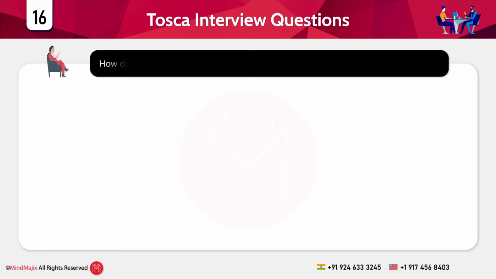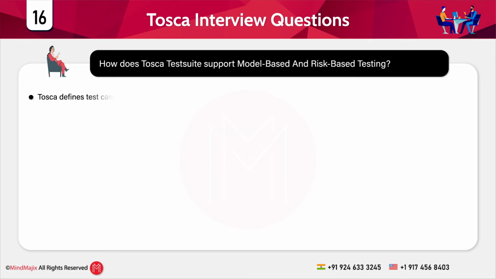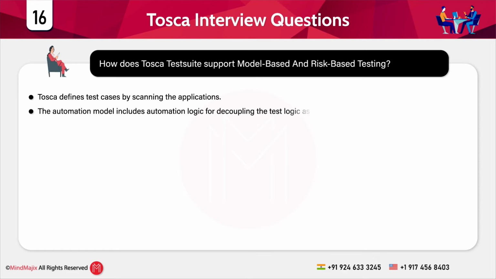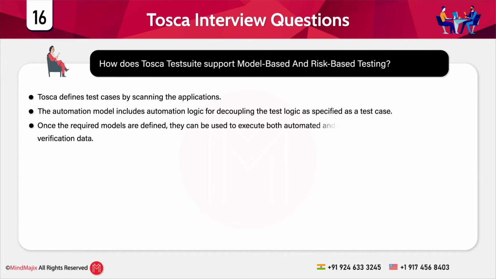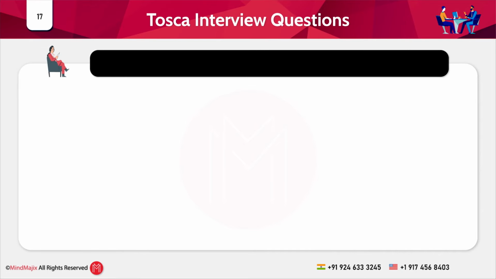The next question is, how does Tosca Testsuite support model-based and risk-based testing? Tosca defines test cases by scanning the applications. The automation model includes automation logic for decoupling the test logic specified as a test case. Once the required models are defined, they can be used to execute both the automated and the manual test cases with input and verification data. So let's move to the next question.